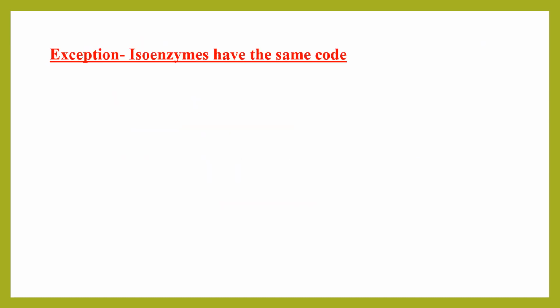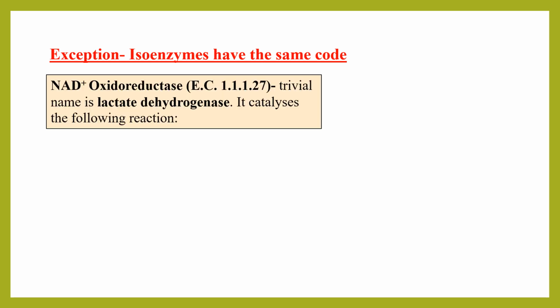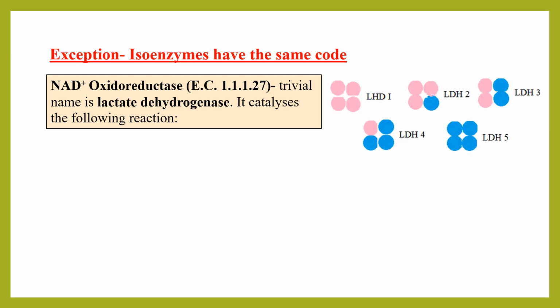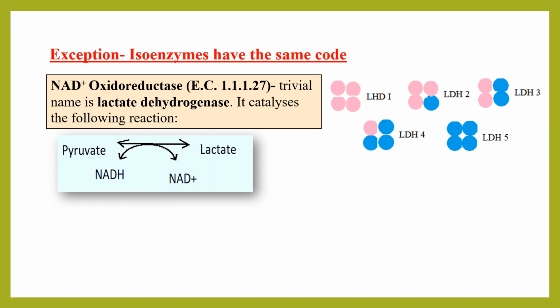The exception is isoenzymes, which have the same enzyme commission code. The example is NAD+ oxido-reductase, whose enzyme commission number is 1.1.1.27, and the trivial name is lactate dehydrogenase. We have 5 forms of lactate dehydrogenase which catalyze the conversion of pyruvate to lactate, while the enzyme commission number remains the same.